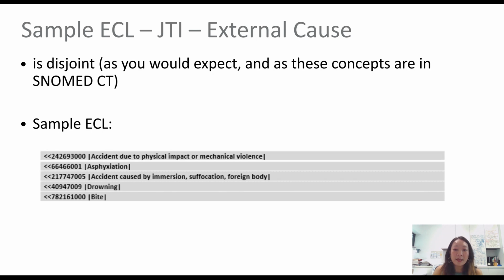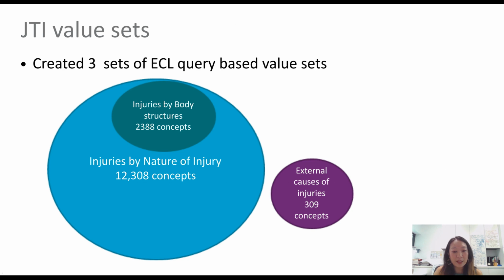And then the third set was the external causes. This was disjoint and it included things like events as well as situations, so things like drowning, bite, asphyxiation.